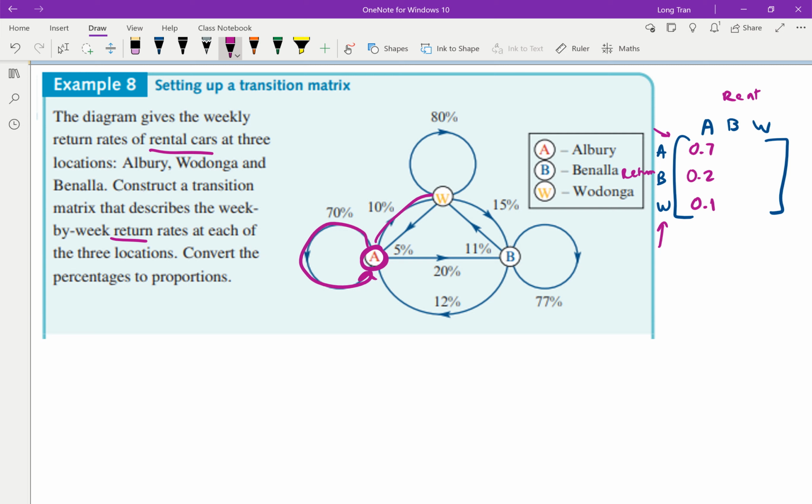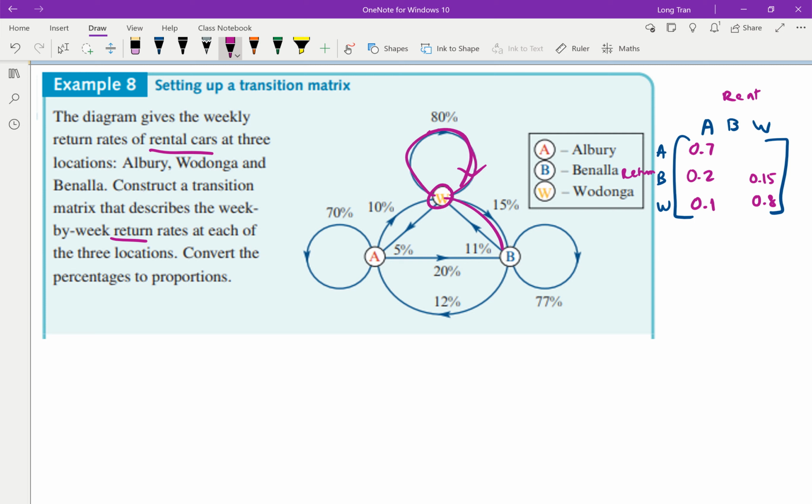But let's look at the diagram anyway, and we can see that from Albury going to Benalla, so renting from A, returning at B, you can see it's 20% here, so that makes sense, it's 0.2. Okay, so following that diagram, we can try to fill in all the other points now, so starting from W, so right here, and I am going to return it back to Wodonga, so W to W is 0.8, W to B, so renting from W and then returning at B is 0.15, so 15%.